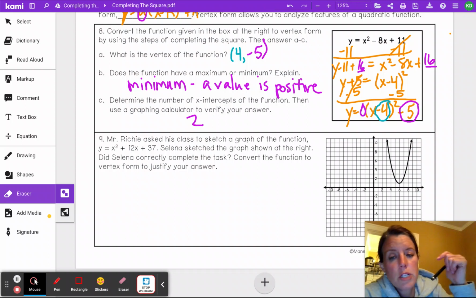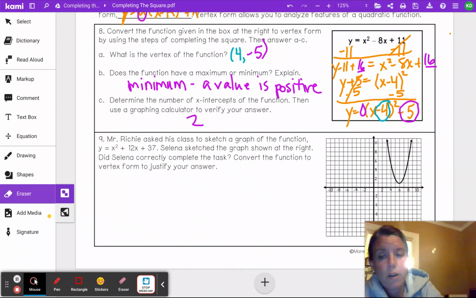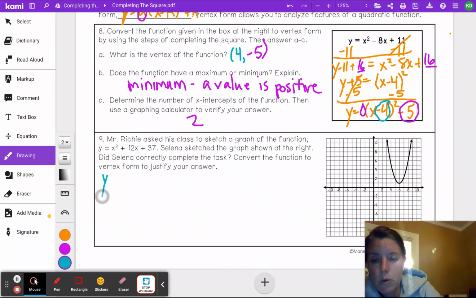Okay, this last one, Mr. Ritchie asked his class to sketch a graph of the function. Selena did it, and here it is. We need to verify, see if she is right or wrong. So our equation, y equals x squared plus 12x plus 37. Okay, so first thing I'm going to do, I'm going to subtract 37 from both sides.